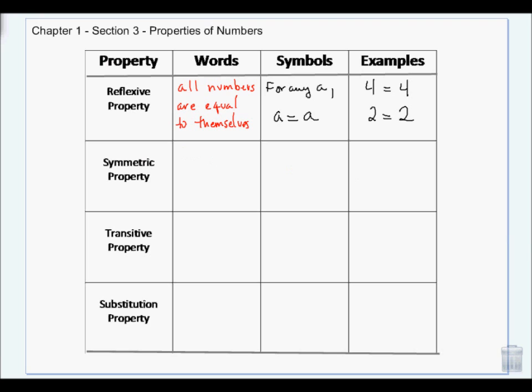I'm going to pause this for just one. Okay, so for this, basically what it says, if one quantity equals the second, then the second equals the first. Okay. So basically, if A equals B, then B equals A.